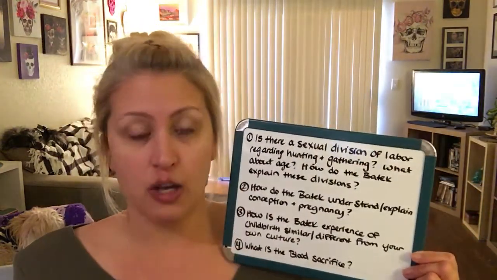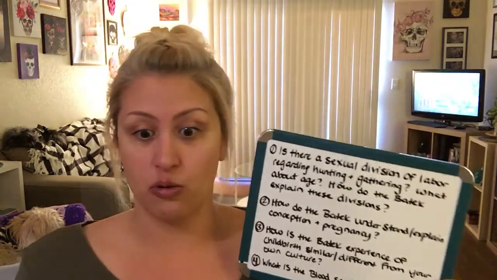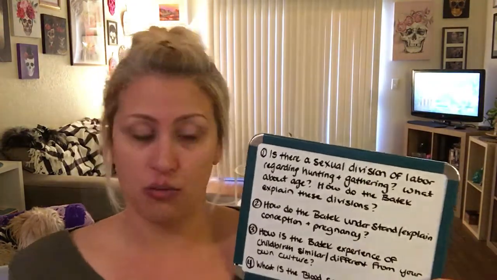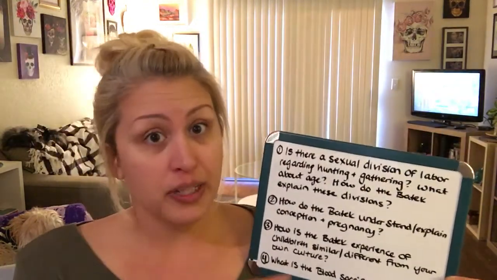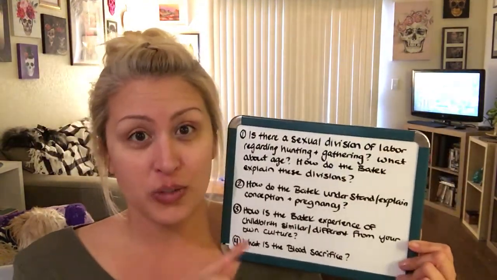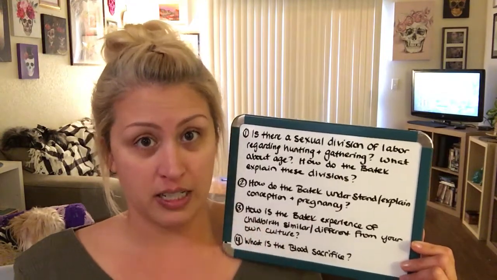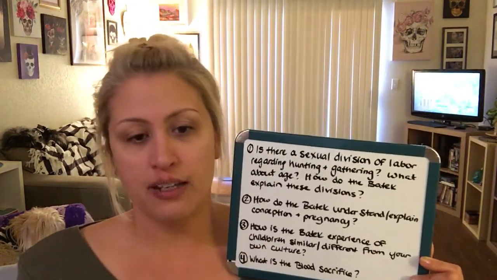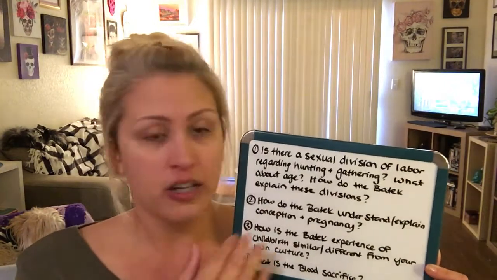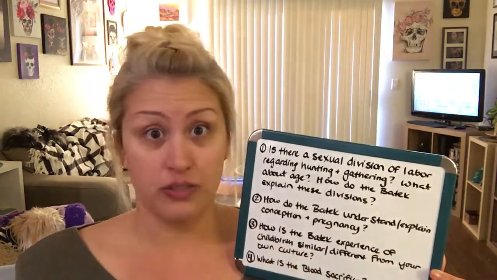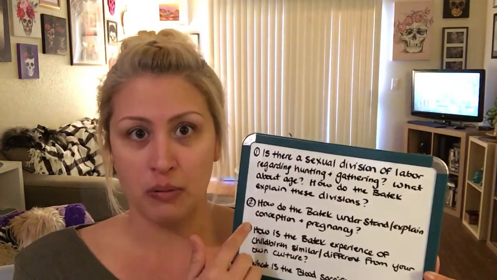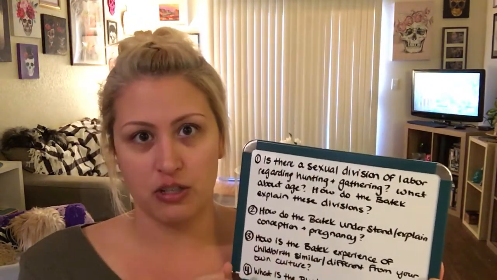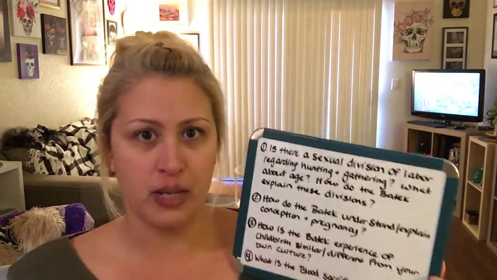Like, how do they say, oh yes, we do have these divisions based on sex or age, and this is why? That's important. Number 2, how do the Bod Tech understand or explain conception and pregnancy? This is a really interesting topic that they go into a lot of detail about. Usually in the past, when students have written their summaries, a lot of them focus on this topic, which is totally fine. As you're reading it, if you've already read it, you'll probably think, oh, I know exactly what she's talking about. It's very interesting. There's a lot of points they make about this in the book.